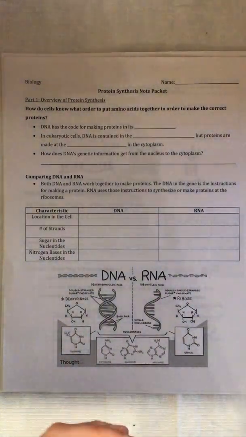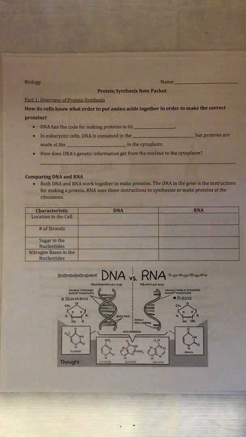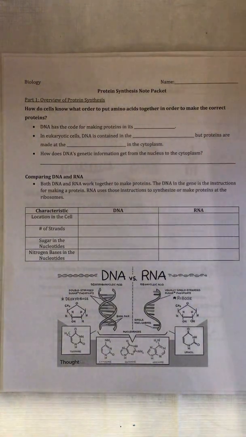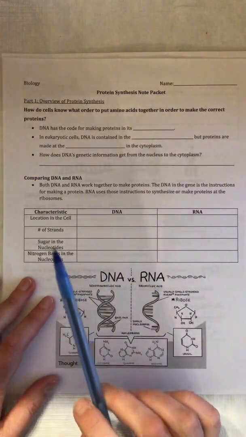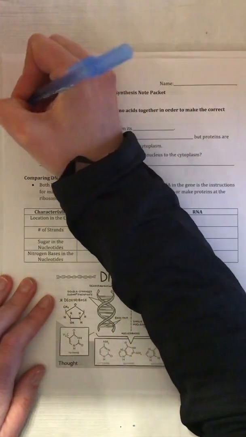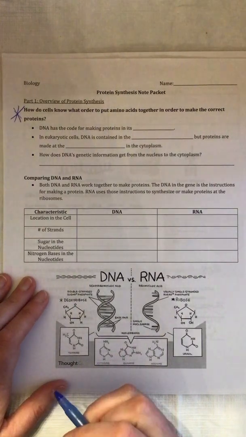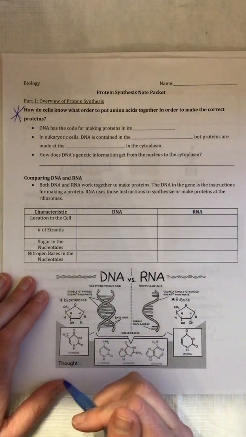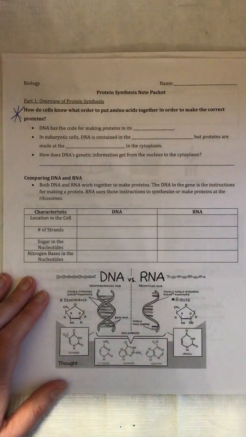So this notes packet is split into a few different sections here. So there's going to be two parts. So we're going to go through this together. So part one is the overview of protein synthesis. So our question is, how do cells know what order to put amino acids together in order to make the correct proteins? So let's go ahead and review a little bit.